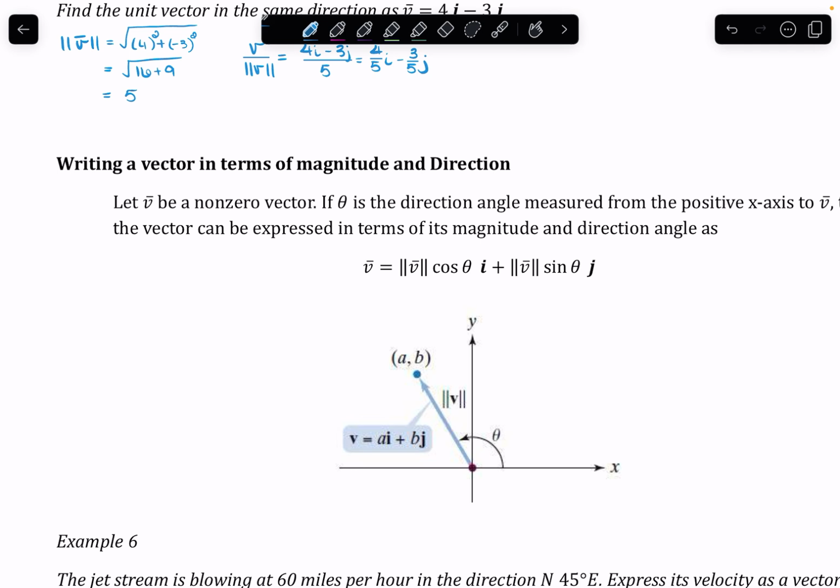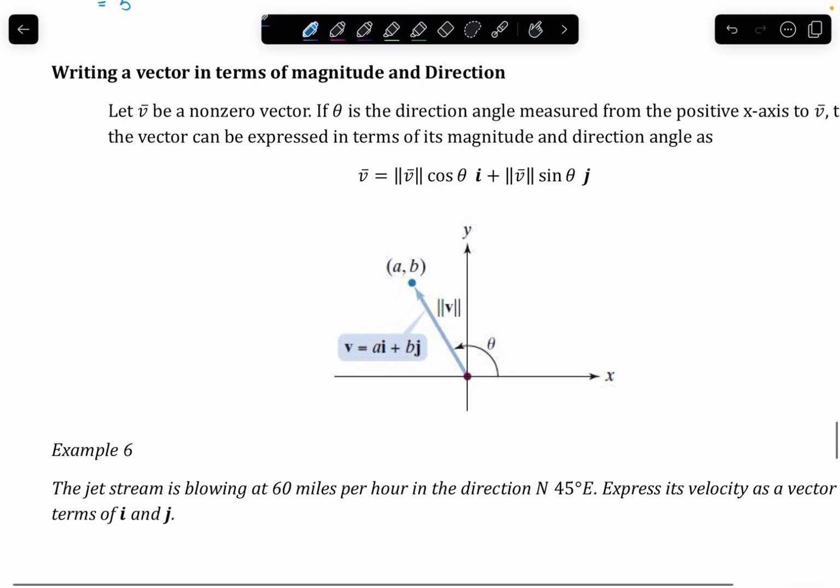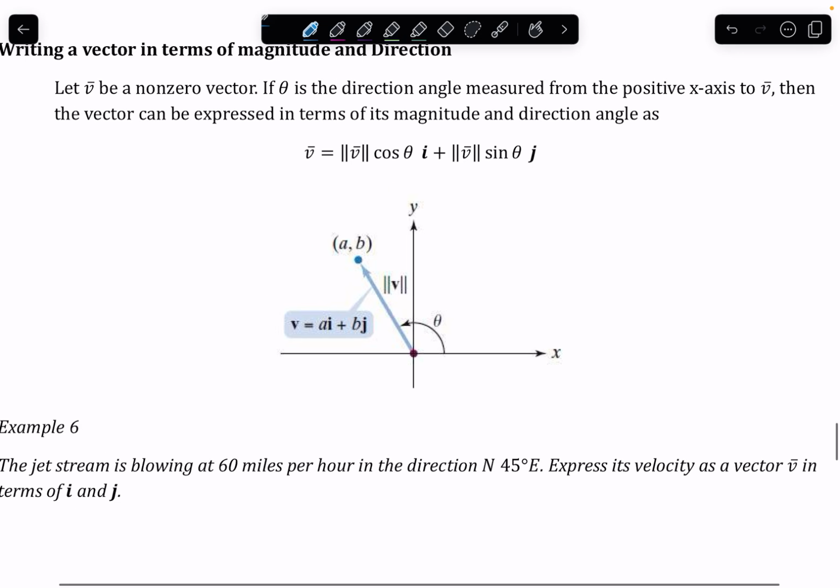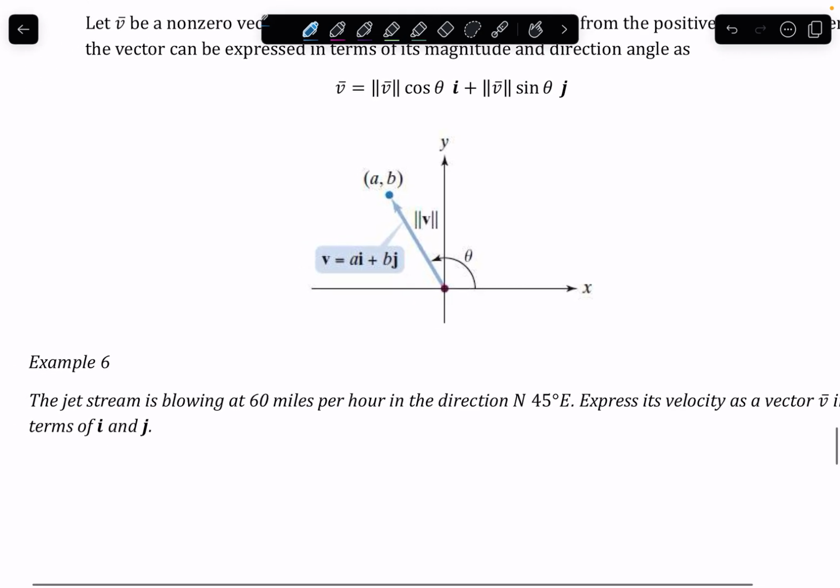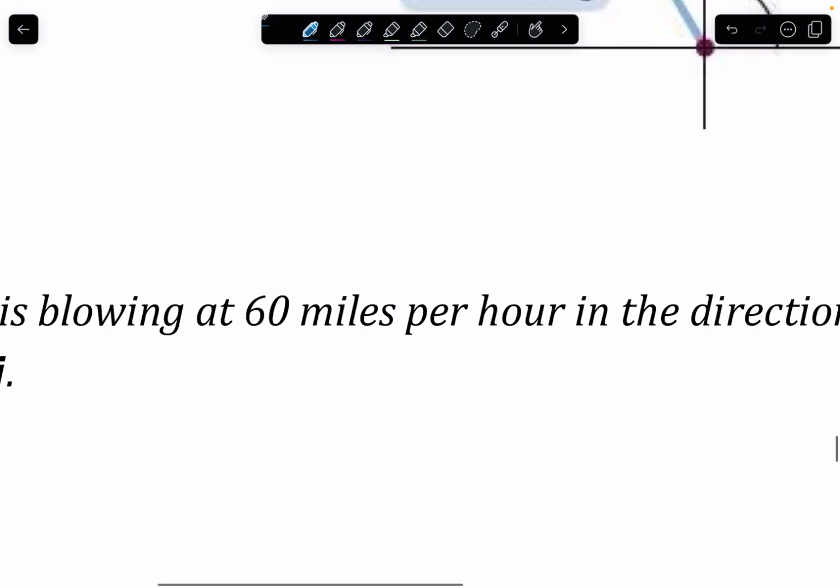Like I said, we gotta make it have some meaning. All right, the jet stream is blowing at 60 miles per hour in the direction of north 45 degrees east. Express its velocity as a vector v in terms of i and j. So one thing we want to note here is the magnitude of a vector. The magnitude as far as vectors are concerned is like a speed, think velocity. So it says express its velocity, so the 60 miles per hour is the magnitude of our vector v.